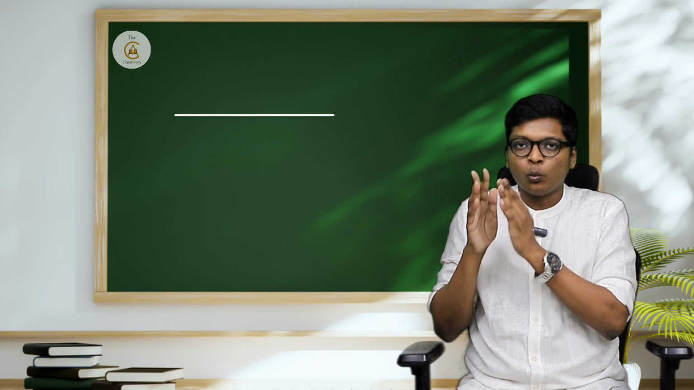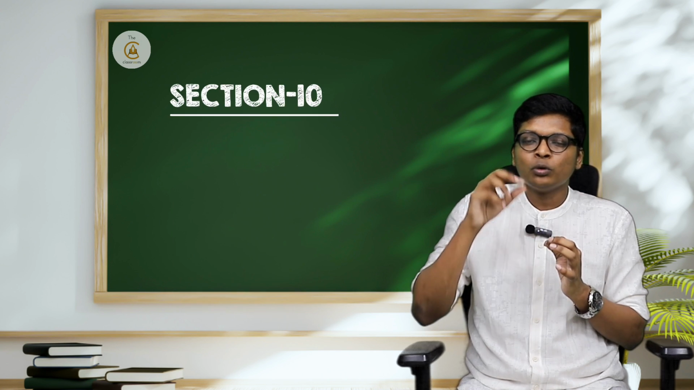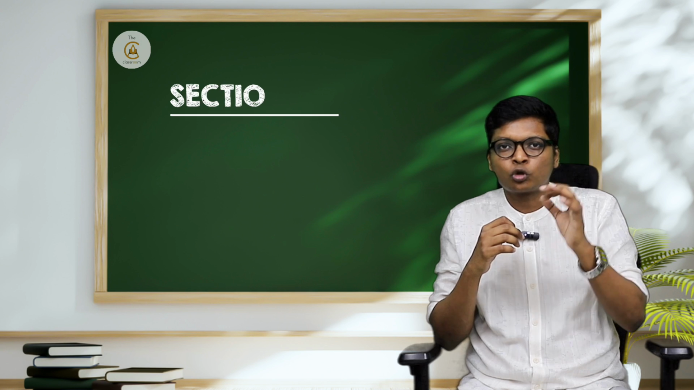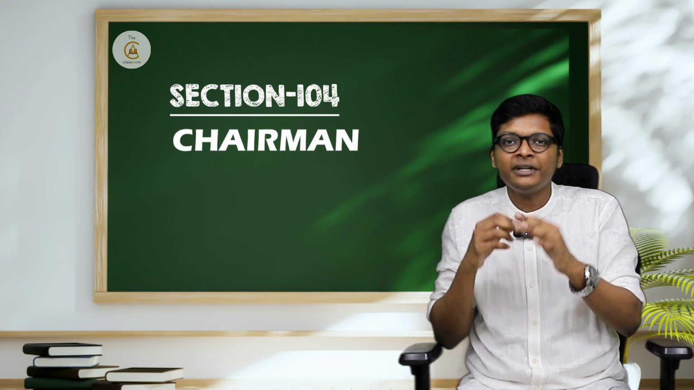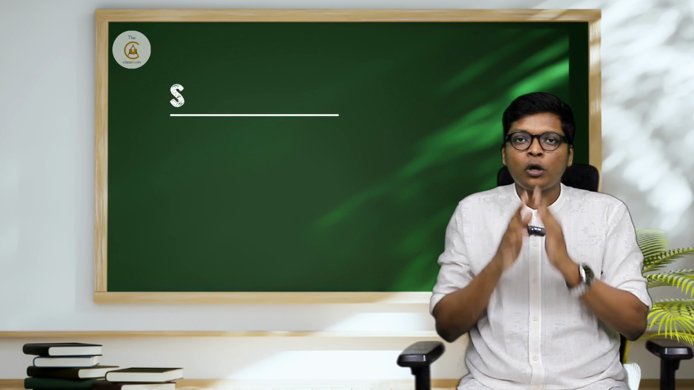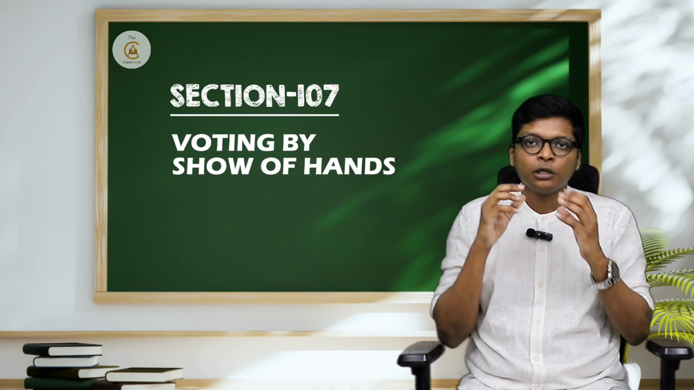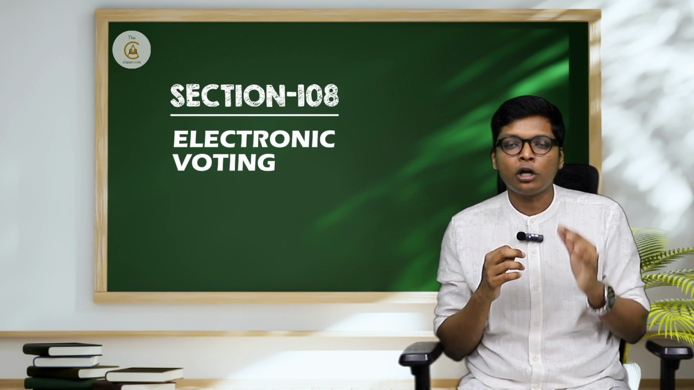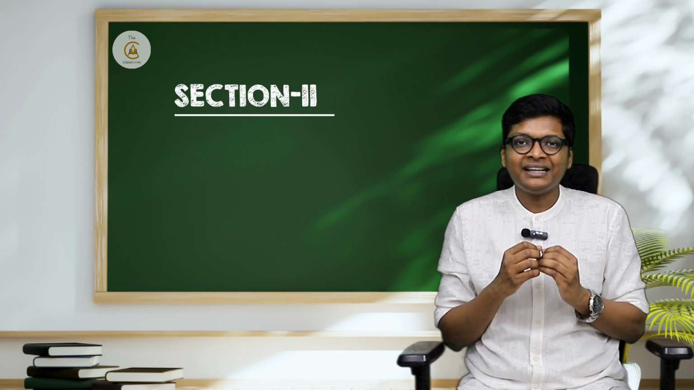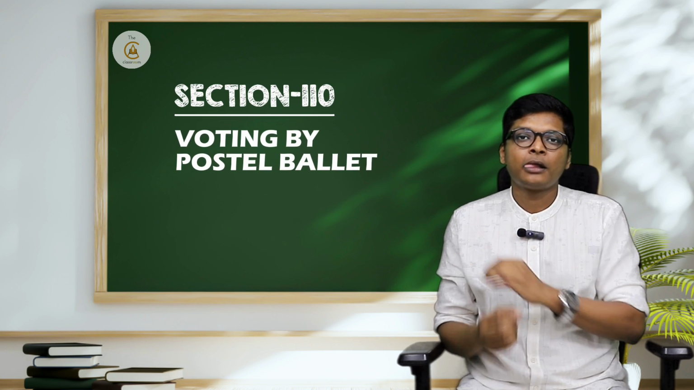From 101, 101 is notice. 102 is explanatory statement. 103 is quorum. 104 is chairman. 105 is proxy. 106 is who cannot vote. 107 is voting by show of hands. 108 is electronic voting. 109 is voting by poll. And 110 is voting by postal ballot.